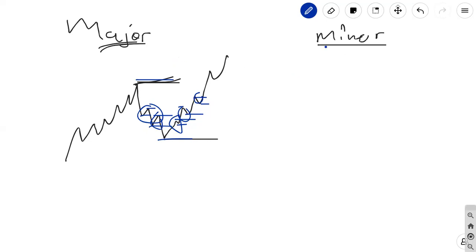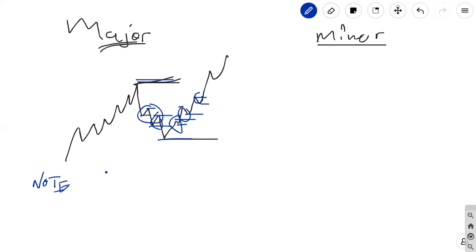So the minor structure is the smallest structure inside the major, and the major structure is the whole structure in terms of swing highs and swing lows. Now you have to note here.